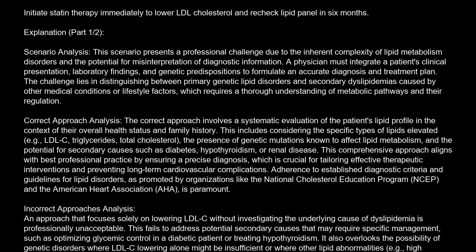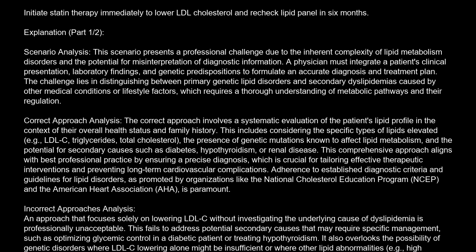potential for misinterpretation of diagnostic information. A physician must integrate a patient's clinical presentation, laboratory findings, and genetic predispositions to formulate an accurate diagnosis and treatment plan. The challenge lies in distinguishing between primary genetic lipid disorders and secondary dyslipidemias caused by other medical conditions or lifestyle factors, which requires a thorough understanding of metabolic pathways and their regulation.